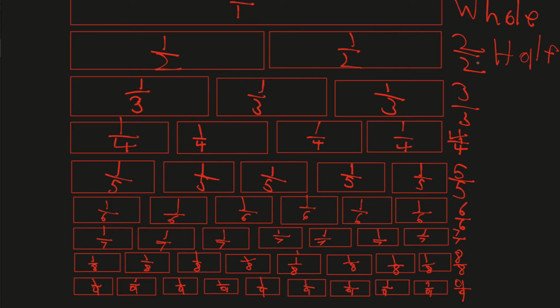And one thing is that all of these are 1. 2 by 2 is 1. 3 by 3 is 1. 4 by 4 is 1. 5 by 5 is 1. 6 by 6 is 1. 7 by 7 is 1. 8 by 8 is 1. And 9 by 9 is 1.